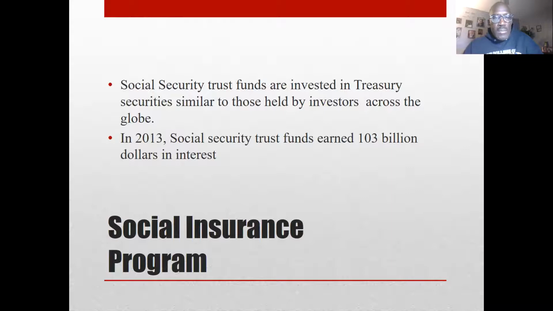The funds are held in trust, so the taxpayer dollars that you and I pay in actually go into a trust fund, which is then invested into various treasury securities, and the interest helps to pay for the folks who are receiving those benefits. To give you an idea how much money we're talking about, in 2013 the Social Security Trust Fund earned $103 billion just in interest. Sounds like a lot of money, but there are some other issues that we'll talk about a little bit later as well.